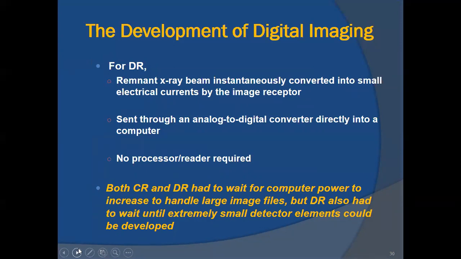One thing that's important to know is that for digital imaging to develop, we had to wait on computer power. These systems would not have been possible until computers had the capability of dealing with these very large image files. DR came later than CR because DR also had to wait until we could build image receptors with very small detector elements. Because if you can't get a very small detector element, then you can't image very small structures within the body.